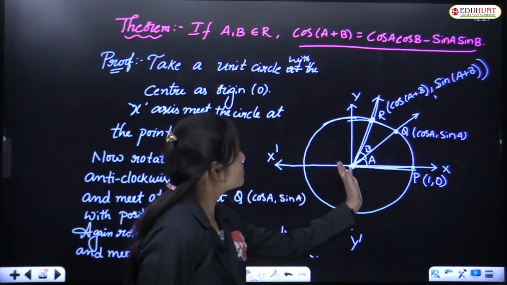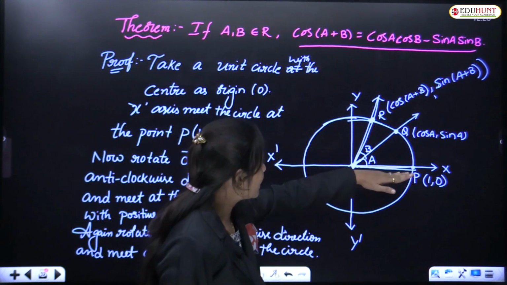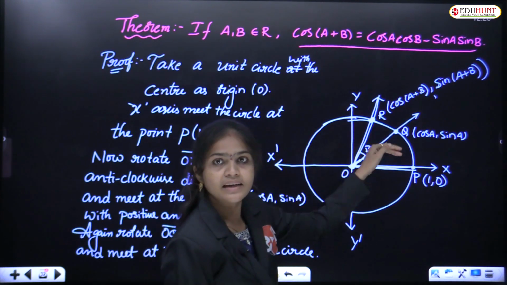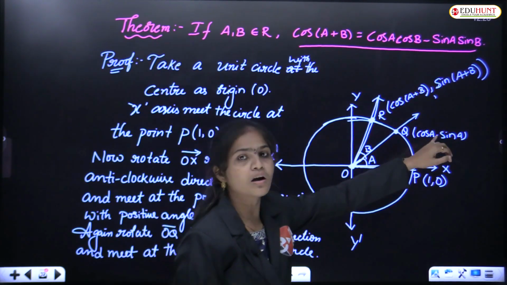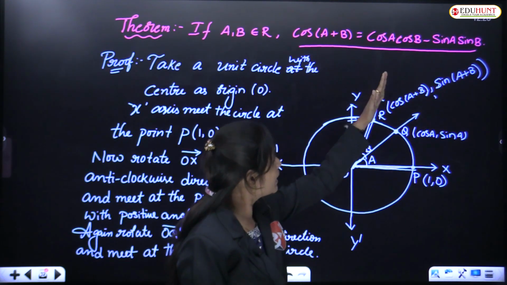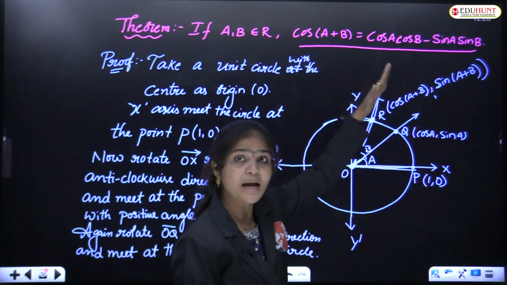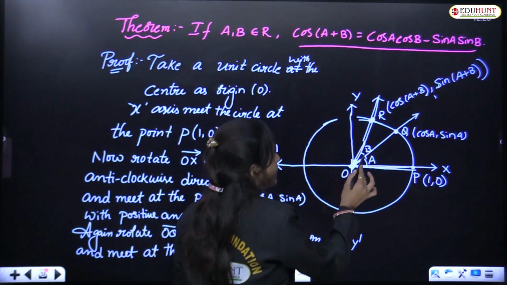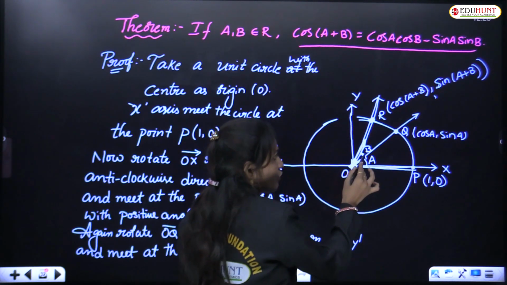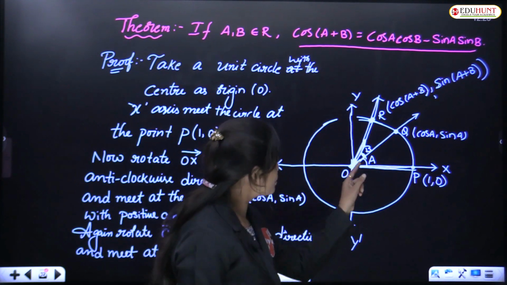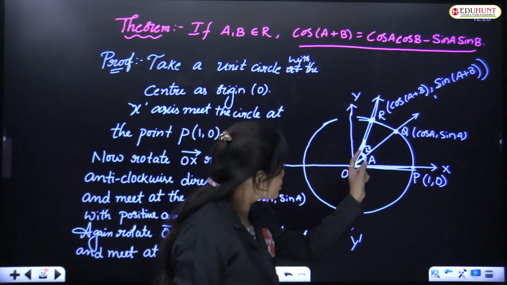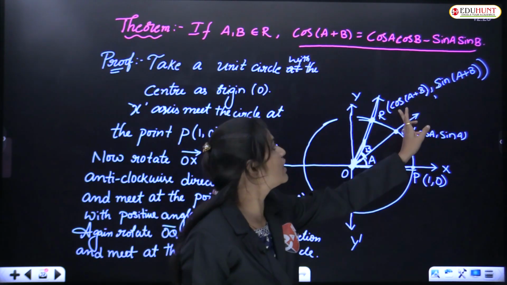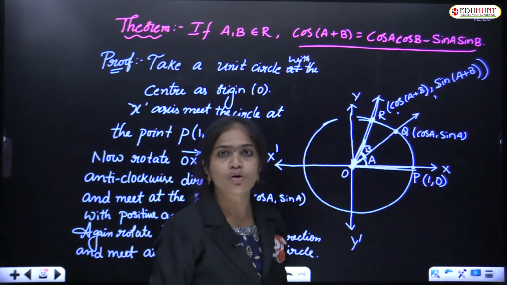Why? Because always we have to consider from the x-axis. From the x-axis onwards, if you rotate the terminal ray, then we get the angle A, so we wrote cos A and sin A. If you rotate the same ray up to here, I have taken a B angle. Here this is angle A, and only this one I took as B. So what is the total angle? The total angle is A plus B only. So that's why the coordinates are cos of A plus B and sin of A plus B.